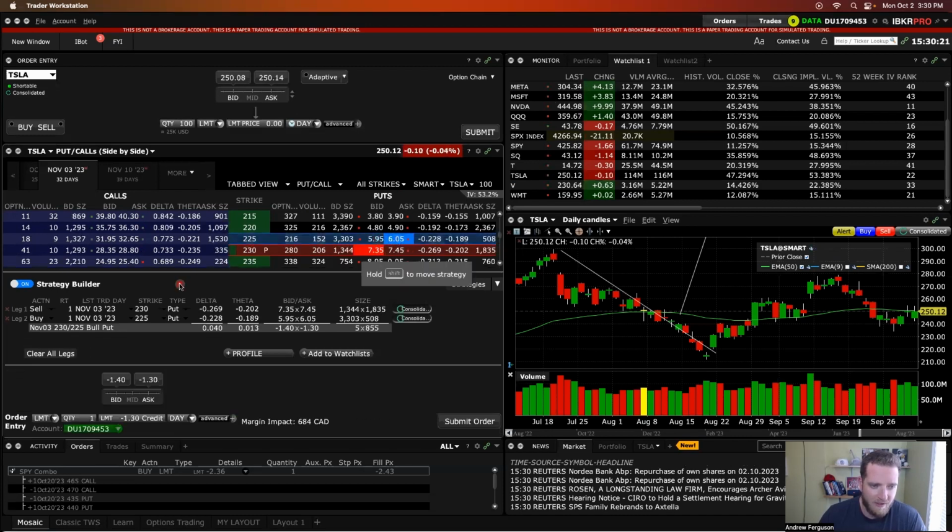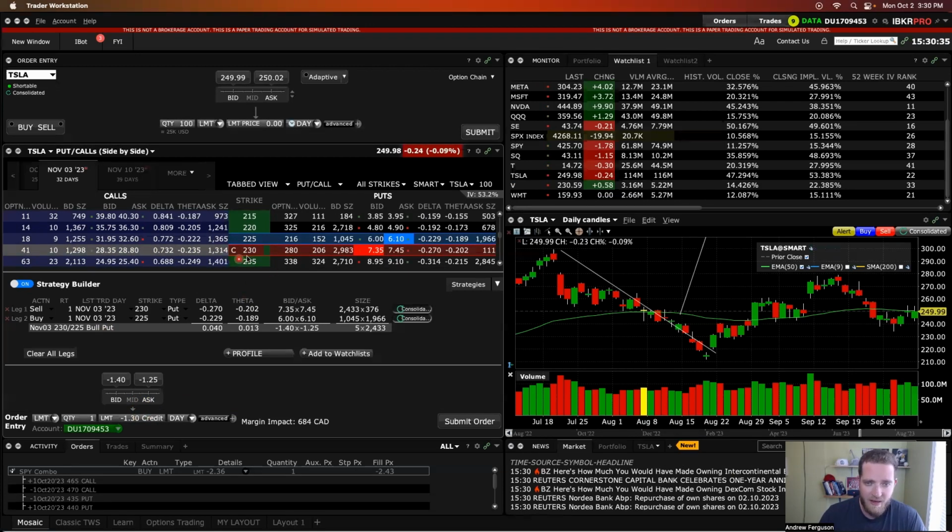And that's going to build in your bull put spread, meaning I'm going to get paid $1.30 per contract made of 100 shares. So $130 to sell this bull put spread. What this means is that if Tesla's price stays above 230, it's currently trading at 250, over the next 32 days, I walk away with $130 of cash and nothing else happens.